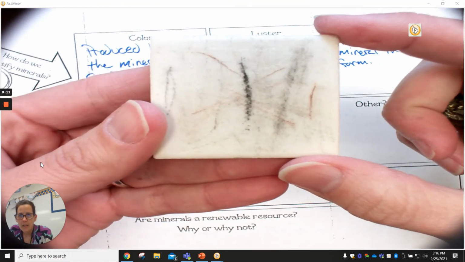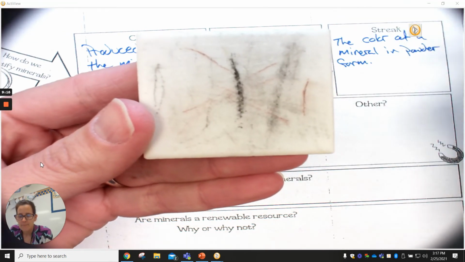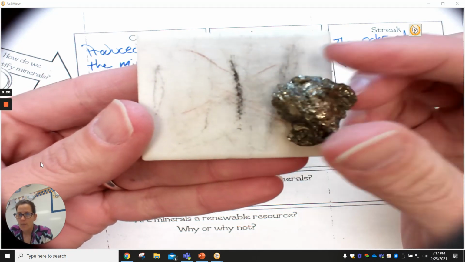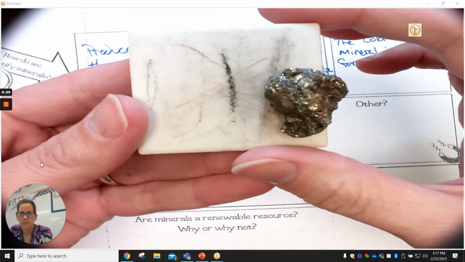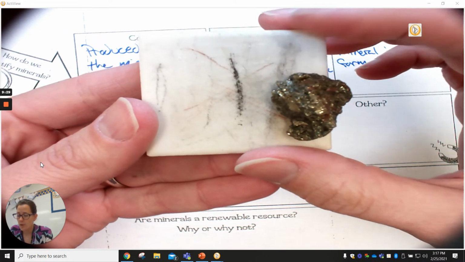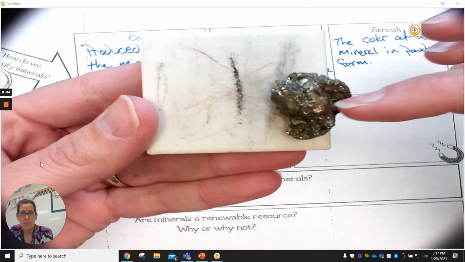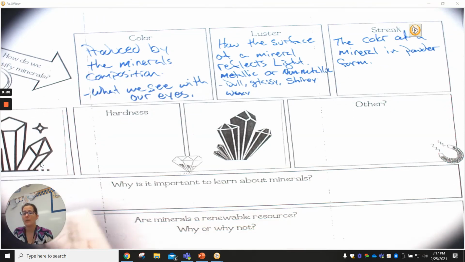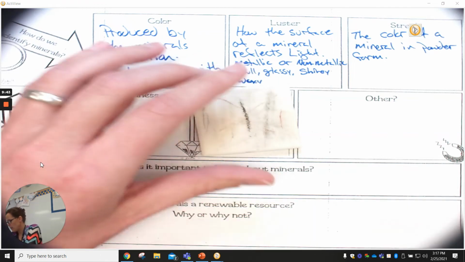Oh, there it is. Okay, so what color is that powder? That's like a dark gray, right? Well, look at our pyrite right here. That is definitely not the same color, right? So we've got dark gray powder and we have gold colored mineral. So the streak color is not always the same color that's on the inside. So I'll show you one that is the same color. Well, I think it is anyway.